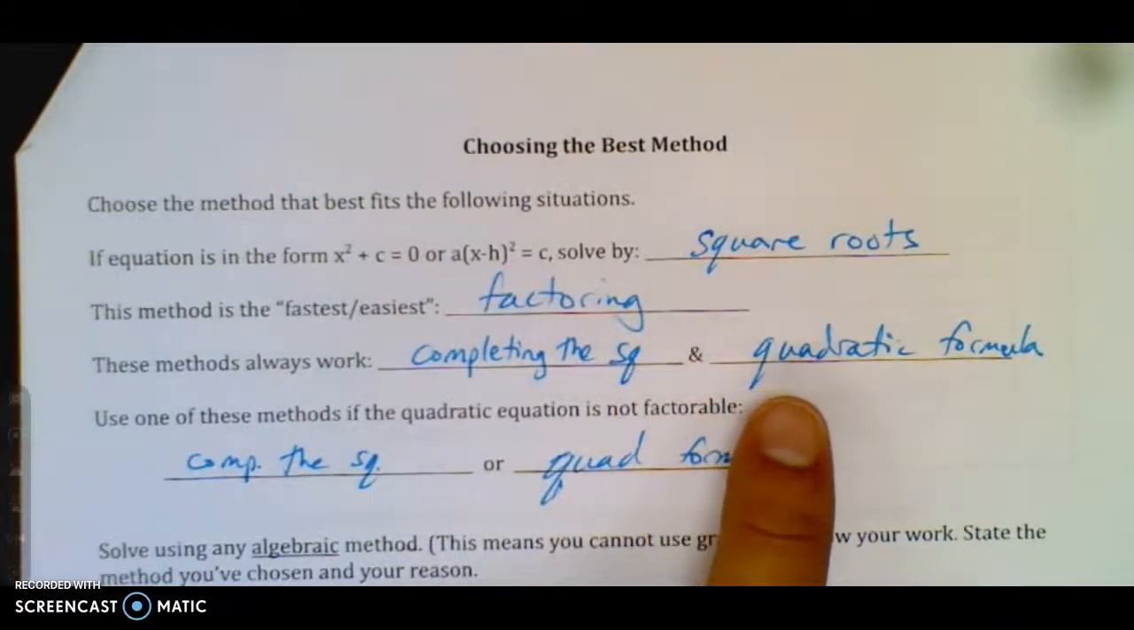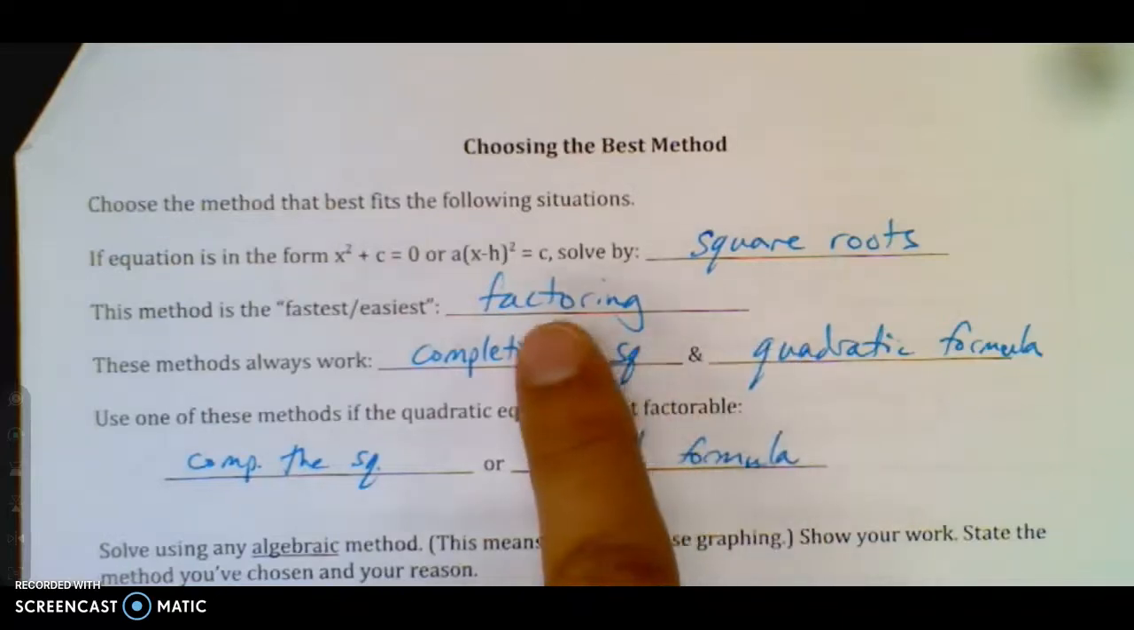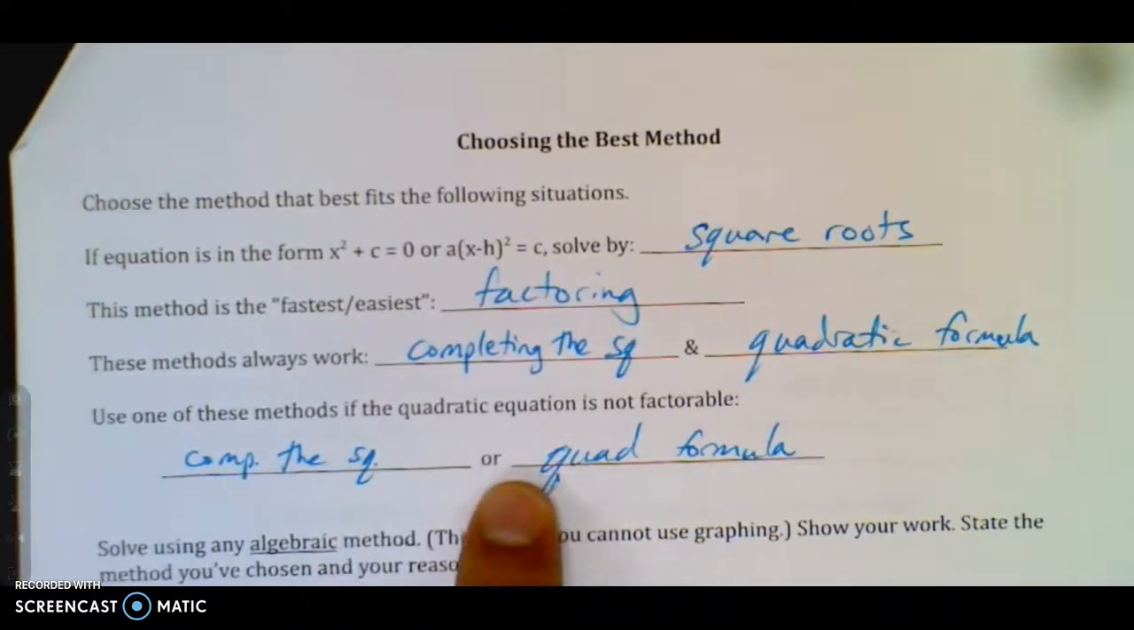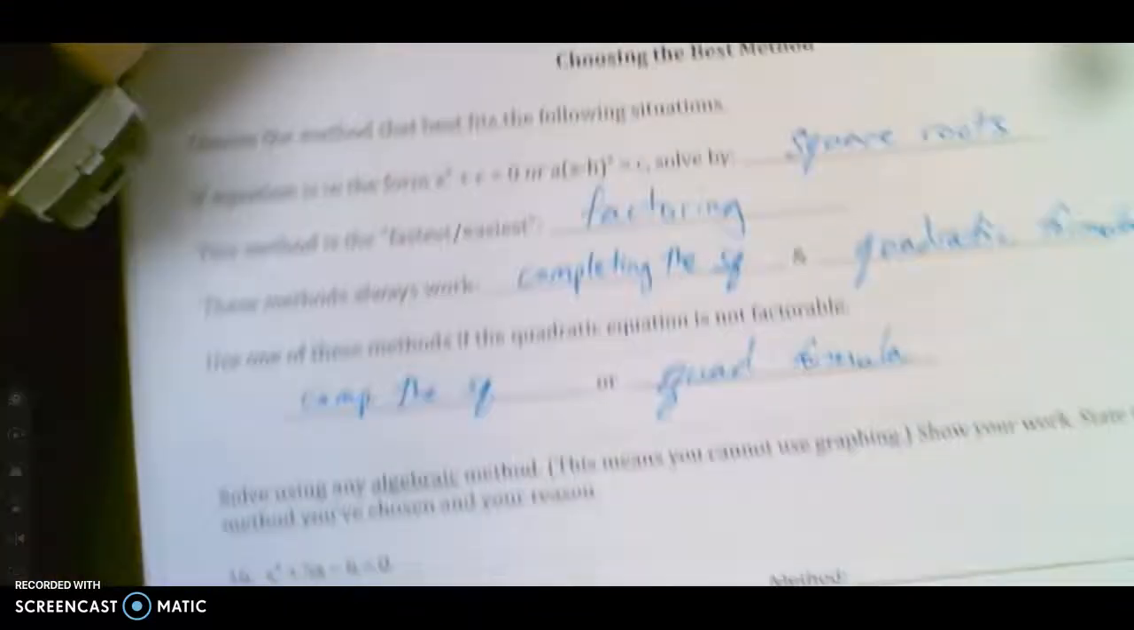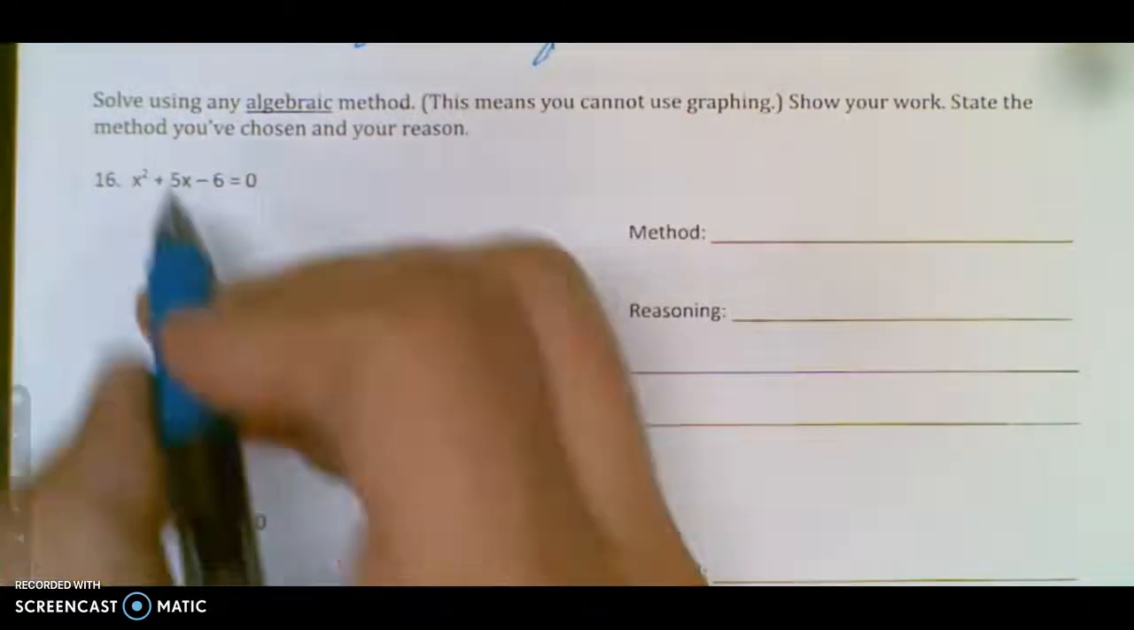If the middle term, the x term, is odd, I would definitely go this way. If the middle term's even, maybe this way, as long as the x has nothing in front of it. These 2 guys are the best because they always work. Alright, so these are my favorite here. Algebraic method means I can't use graphing. Show my work. So here's my thought process.